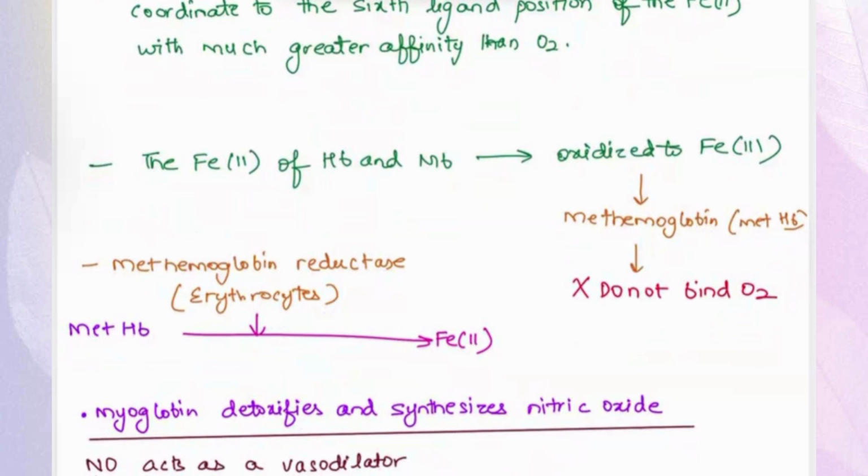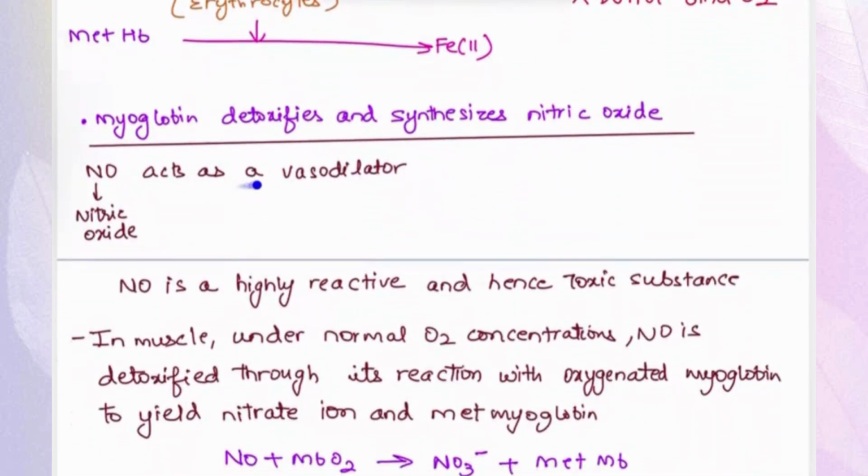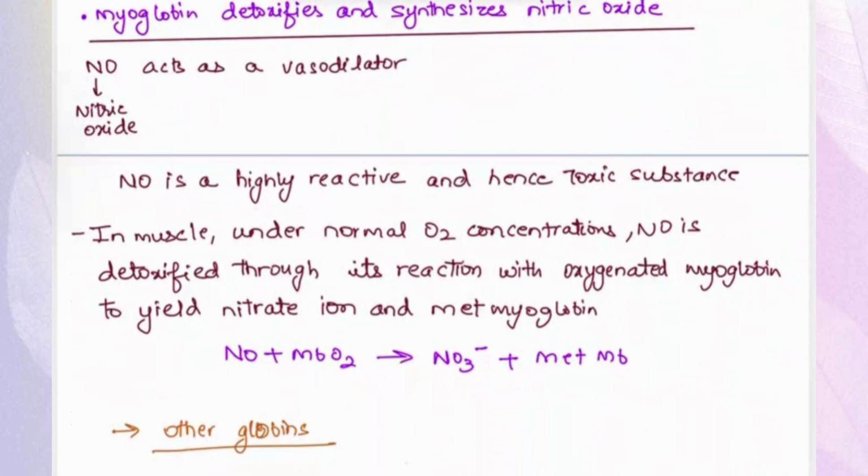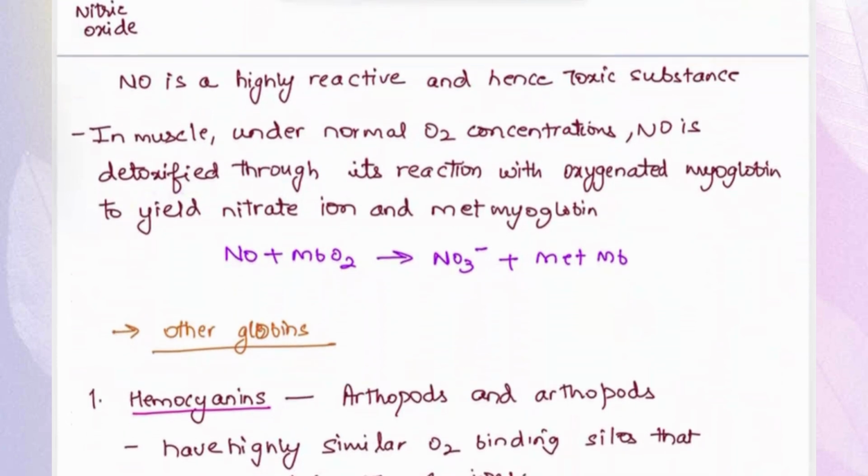Now see, basically the single unit of hemoglobin is equivalent to the myoglobin structure. Myoglobin is just a tertiary protein. It has just one single polypeptide chain. It is a tertiary structure of protein, whereas hemoglobin is a quaternary structure of protein with more than one polypeptide chain. Nitric oxide acts as a vasodilator, and it is highly reactive and hence a toxic substance in muscles under normal oxygen concentrations. Nitric oxide is detoxified through its reaction with oxygenated myoglobin to yield nitrate ion and myoglobin.